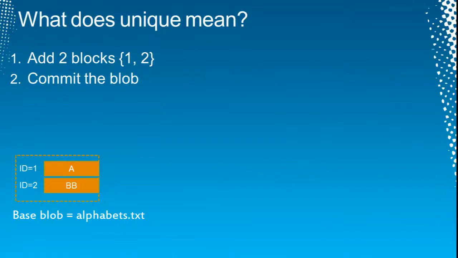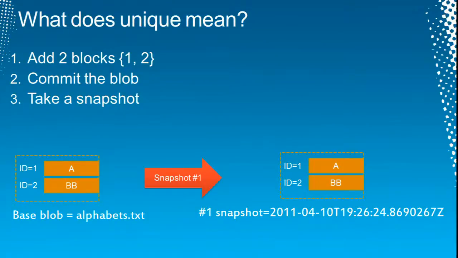So let's assume I have a blob, and I have 2 blocks. I've named them ID1 and ID2. The content is A and BB. And the base blob is alphabets.txt. That's the name of the blob. When I take a snapshot, I get a read-only copy. And if you look at that snapshot equal to, it's a kind of a timestamp. We usually say treat it as unique, though storage client actually gives you a date time. This is the name that you need to prepend to your blob as a query parameter.